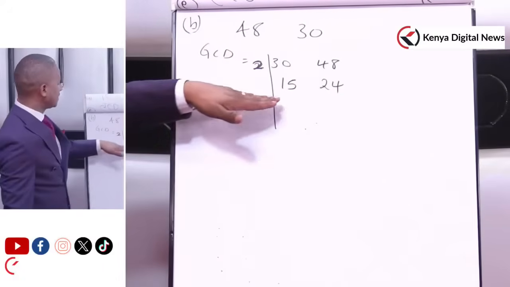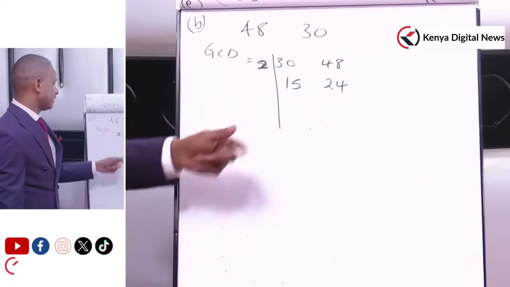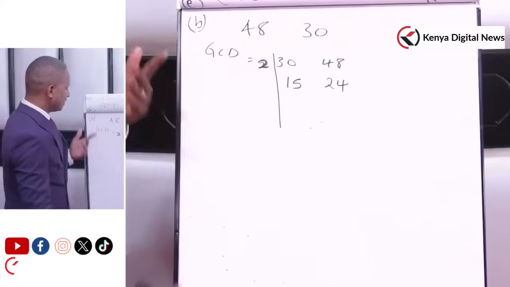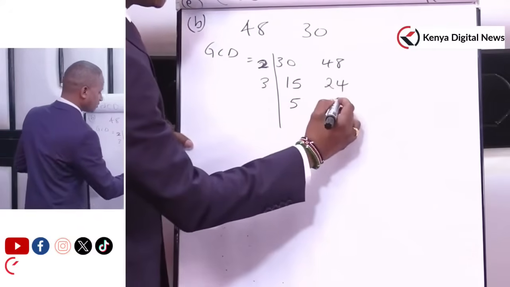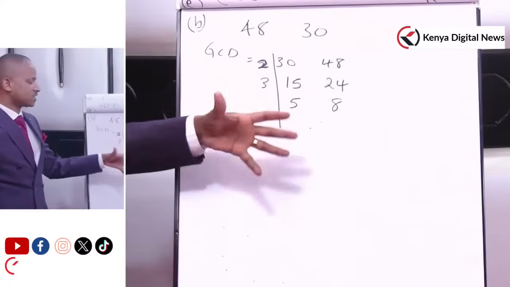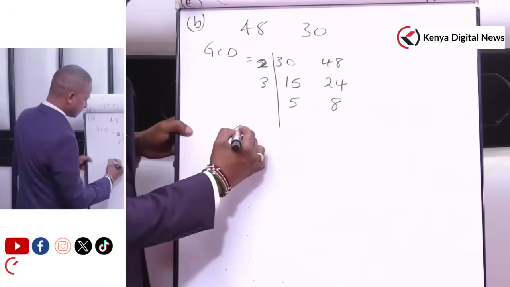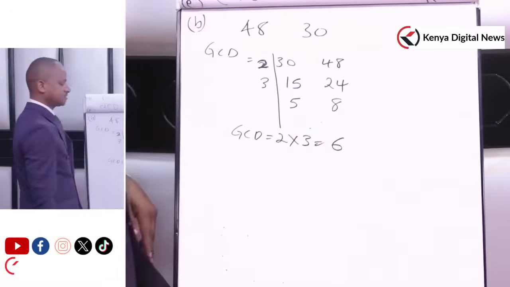Now, is there any other number that can go into these two without a remainder? Yes. Is it 2? No, there will be a remainder here. Is it 3? Yes. So 3 will go into 15 5 times, but into 24 8 times. So any other number that can go into these two without a remainder? No. So we leave it at that. So the GCD is 2 times 3, which is 6.